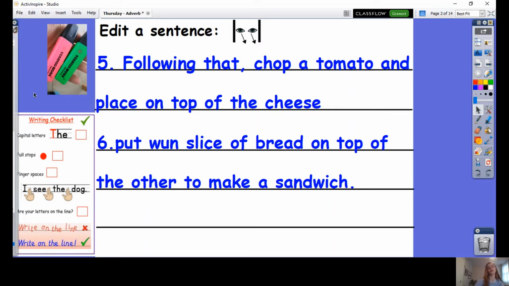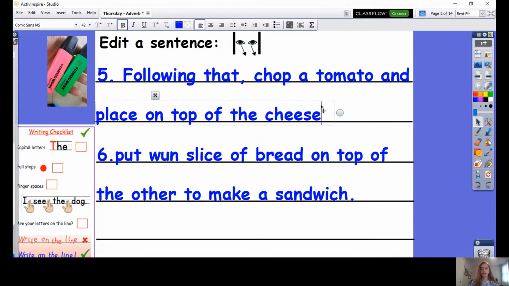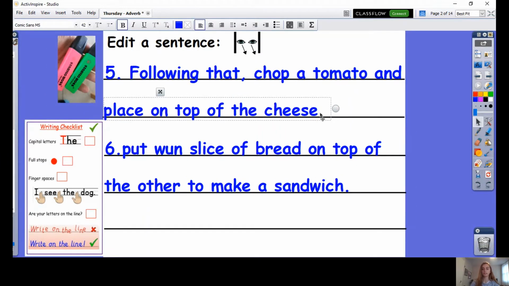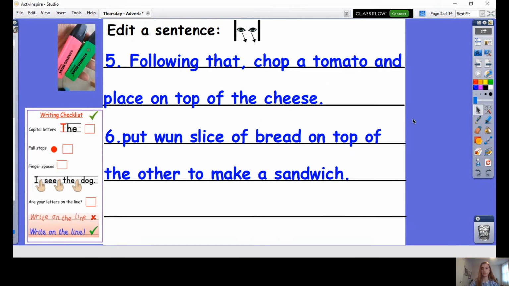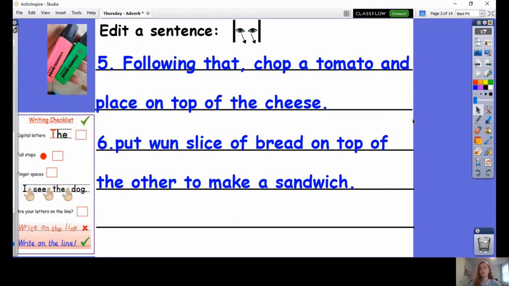Okay, let's go through our answers. What is the first mistake that you spotted? Well done. You saw that we needed a full stop at the end of our first sentence. You use your writing checklist to help you and look for full stops. And you noticed we didn't have one at the end of our first sentence. Well done. What other mistake have you spotted?